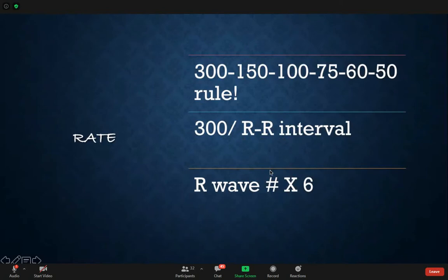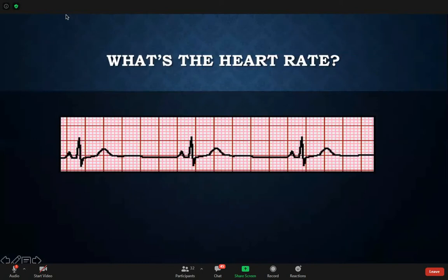Okay, the other part, don't forget the ECG paper is 10 seconds. Every ECG you print is 10 seconds of the patient's life. So if you calculate the number of R waves and multiply it by 6, this is going to be 60 seconds of the patient's life, and that's going to give you your heart rate. So let's go more clinical.